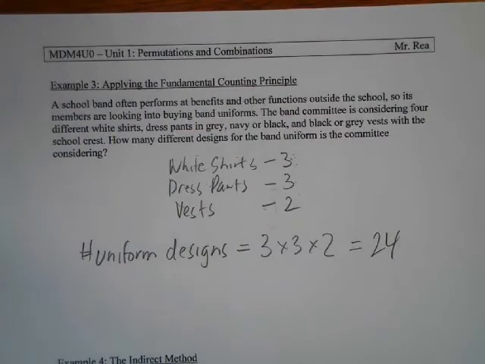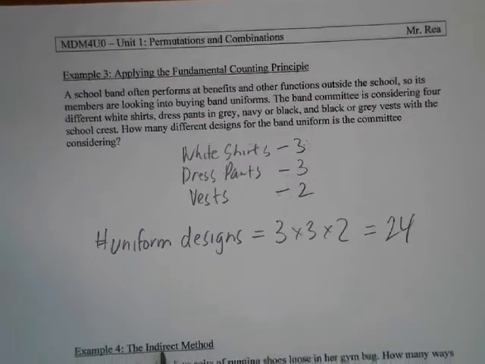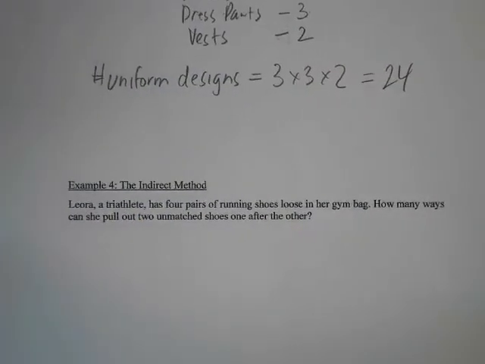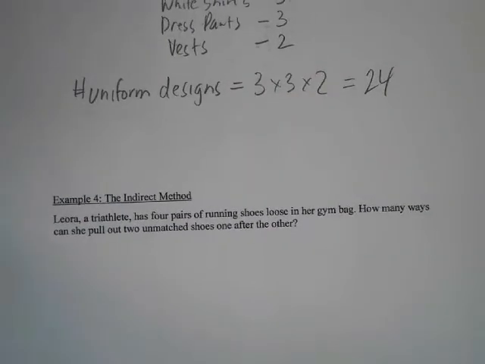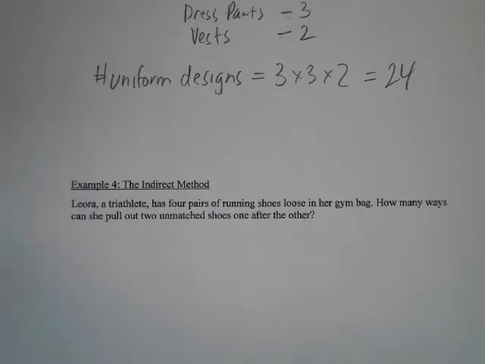Okay. Now, you can tell by the title here of example 4, this is where we're going to use the indirect method, and hopefully it makes sense. Okay, Leora, a triathlete, has 4 pairs of running shoes loose in her gym bag. So a total of 8 shoes. You've got a left and a right for each pair of shoes. How many ways can she pull out 2 unmatched shoes, one after the other?